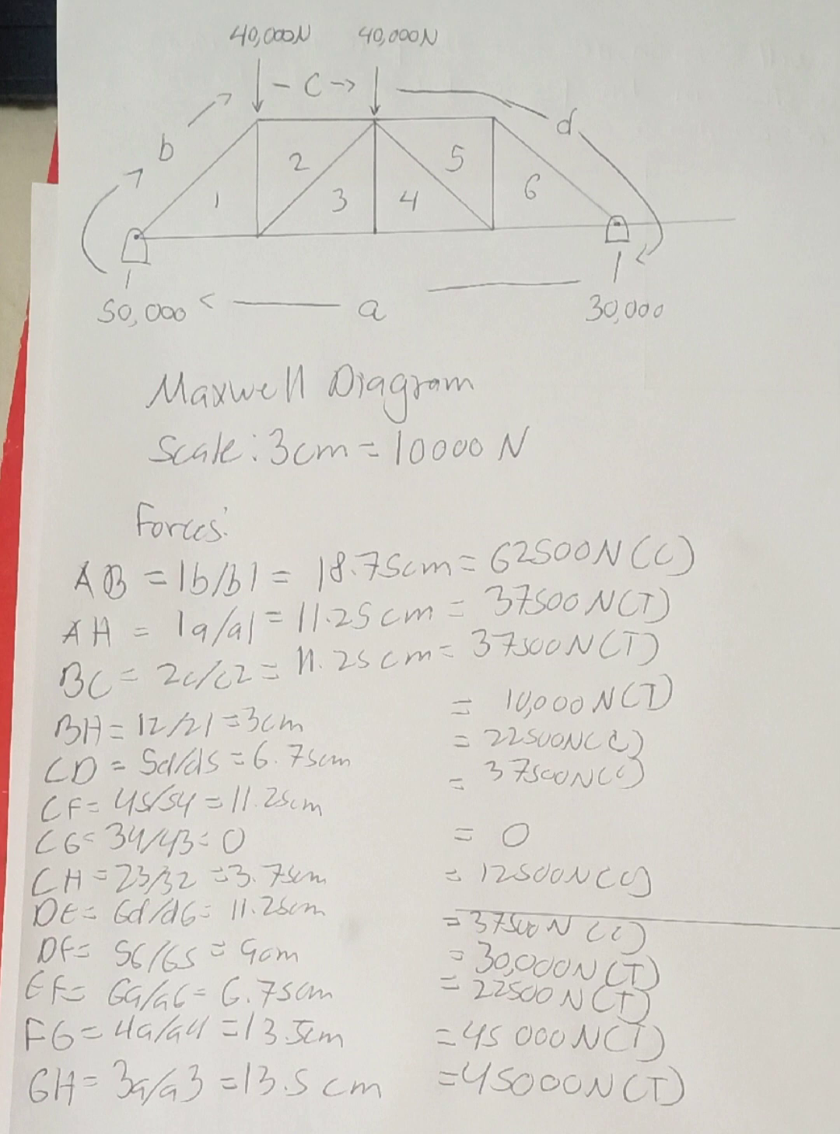EF, 6A to A6 is equal to 6.75 cm, equal to 22,500 newtons. FG is equal to 4A to A4 is equal to 13.5 cm, equal to 45,000 newtons. GH, 3A to A3 is equal to 13.5 cm, equal to 45,000 newtons.